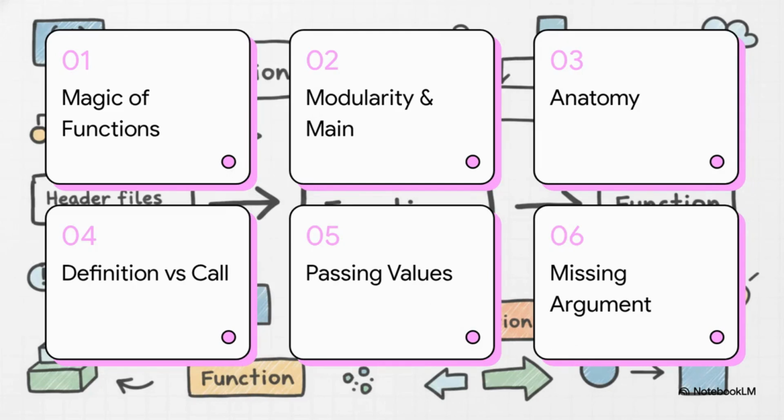Okay, let's dive into this. Here is our roadmap for today. First, the magic of functions. Second, modularity and the main function. Third, the anatomy of a function. Fourth, definition versus calling. Fifth, passing values. And finally, number 6, a missing argument challenge.